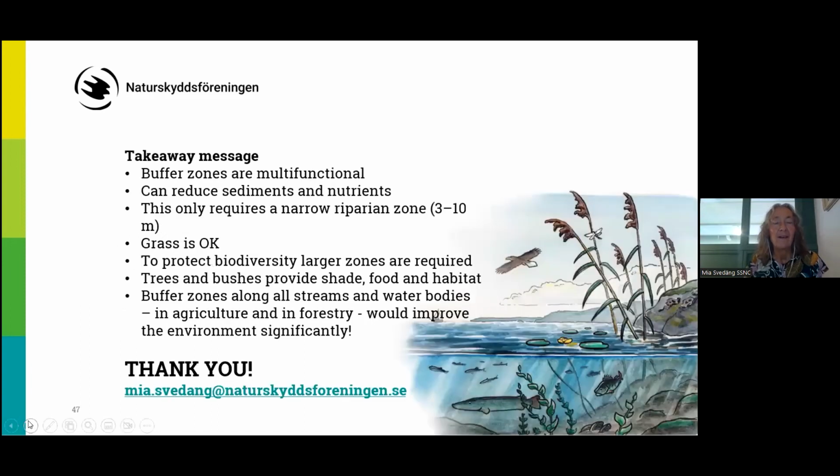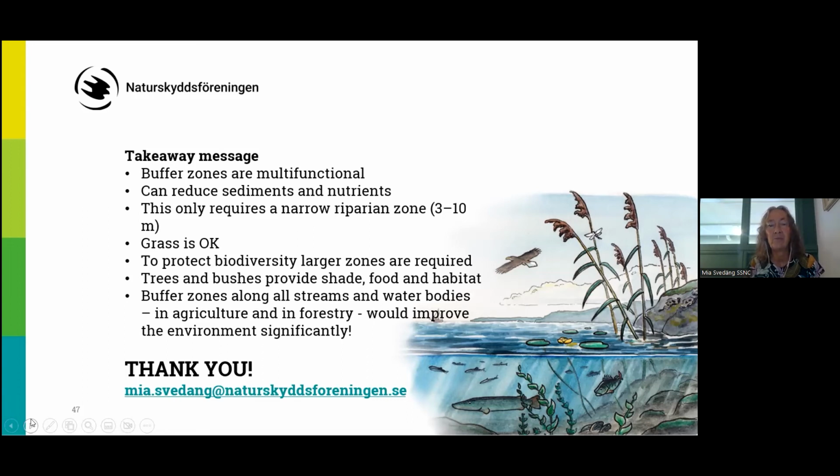Okay, so this was all for me, and my takeaway message today is that buffer zones are really multifunctional, and they can reduce sediments and nutrients. And this only actually requires a narrow riparian zone. It only has to be 3 to 10 meters to reduce sediments and nutrients. Grass is okay, even though trees are better. And to protect biodiversity, larger zones are required.